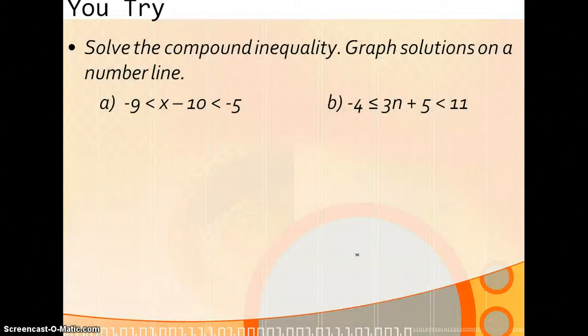So here are the two you-tries. Solve the compound inequality, graph the solutions on a number line. A is negative 9 is less than x minus 10, which is less than negative 5, and then B is negative 4 is less than or equal to 3n plus 5, which is less than 11. Please remember to write all these out and make sure that they're done before class, as from here on out I will be posting solutions. Alright, and that is the end of the very first of 3 videos.